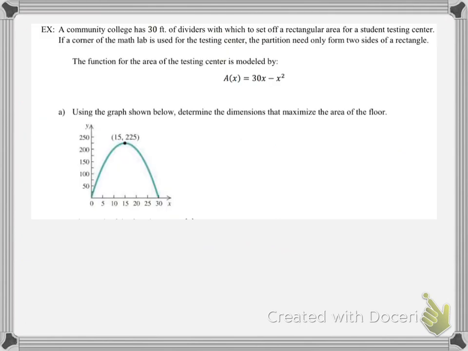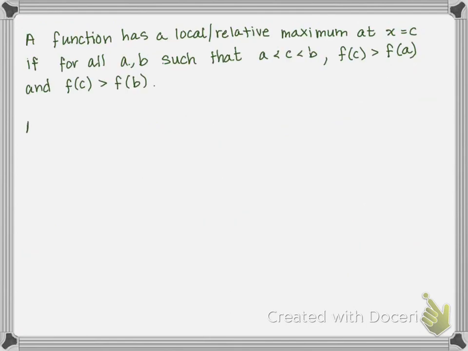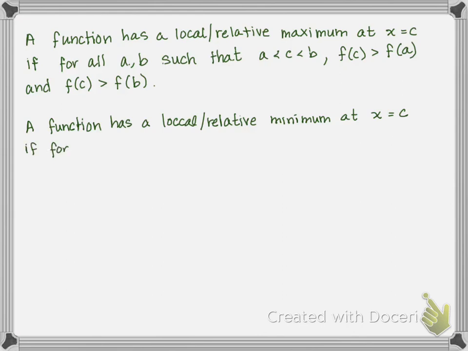So we should talk local minimums too. So a function has a local or relative minimum at x equals c if for all numbers around c, so to the left and right of c, the y value at c is greater than both the y value at A and the y value at B.